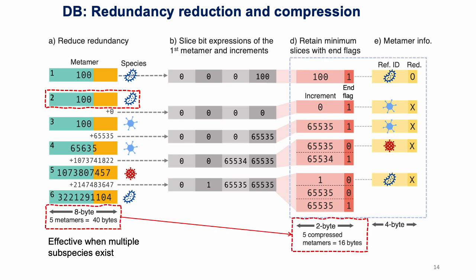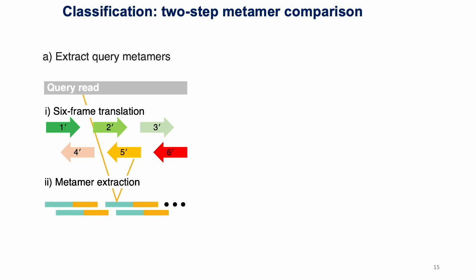The interesting point of this compression is that the compression rate increases as more genomes are used for the database. With more genomes, more metamers will be extracted and each increment will decrease. So in the best case, one metamer can be stored using just 2 bytes, so the compression rate becomes 4. Then let's talk about the classification process.